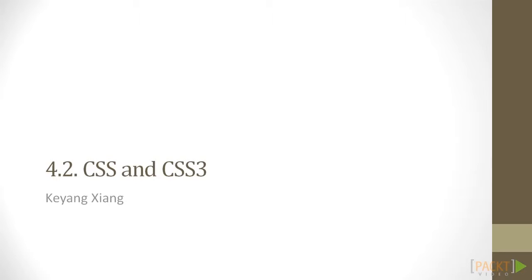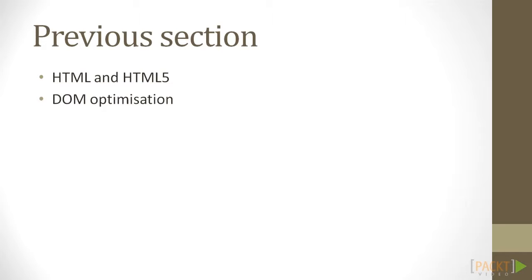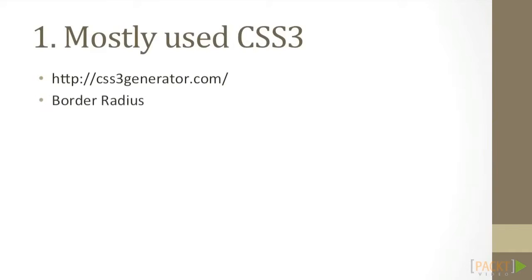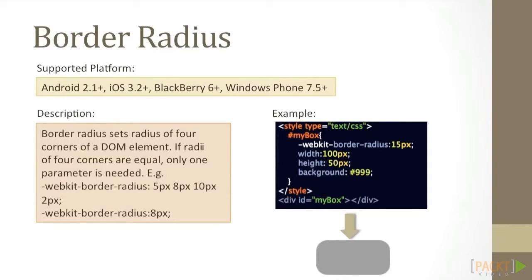In the previous video, we talked about HTML and HTML5. In this video, we will talk about CSS and CSS3. The CSS introduced in the first half of this section has been proven to work on most devices. However, we need to be careful when using the CSS discussed in the second half of this section. For most CSS3, we can use a neat tool called CSS3 Generator, which can be downloaded from this URL. Here, I have mainly demonstrated how it looks and what we need to take care of before using it.